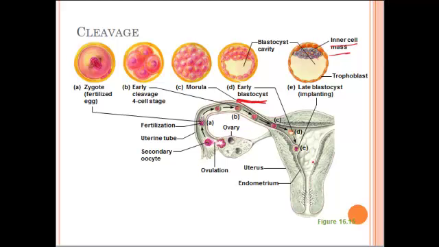So here we have our uterus. Here's our endometrium, which is the inner layer of cells in the uterus, and that's where this blastocyst is going to implant and begin development as it moves along.